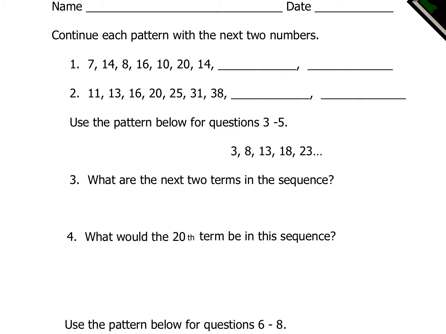When I'm thinking about it, I'm thinking, okay, it's not a growing pattern because it's not going up every time. So from here to here, it looks like we are adding 7. From here to here, it looks like we're taking away 6. Then we're adding 8. Then from here to here, we're taking away 6. Then we're adding 10. Then taking away 6. I don't see the pattern just yet.